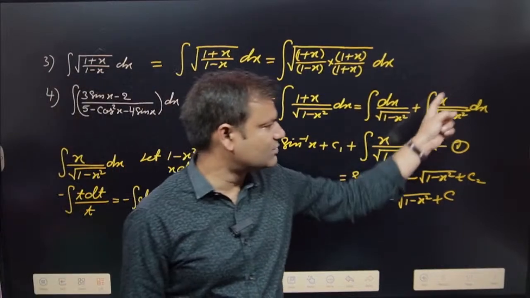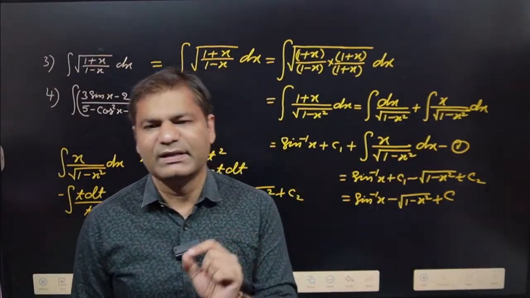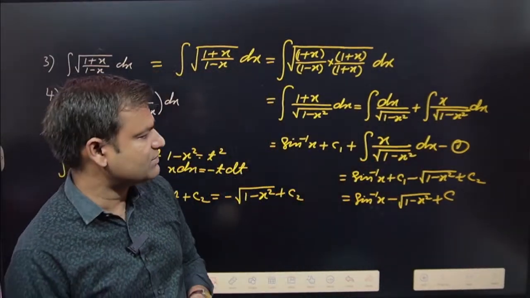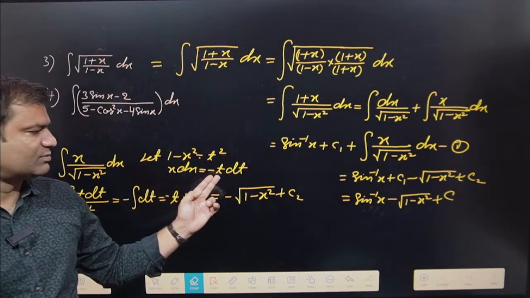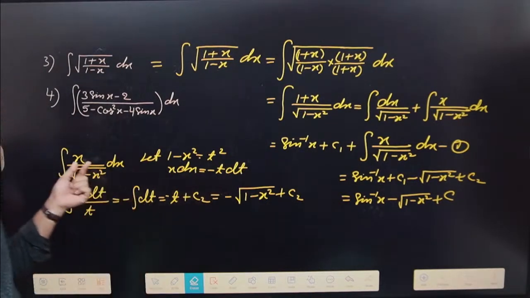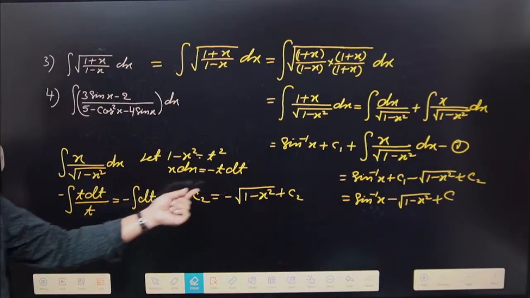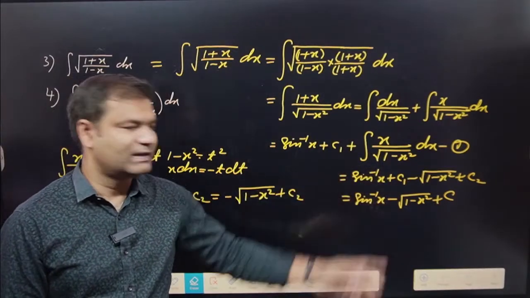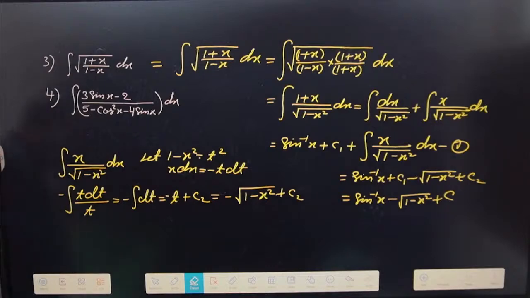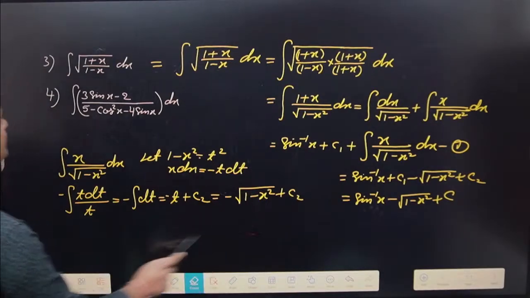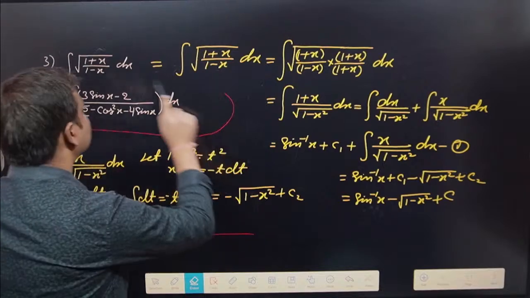And how can we solve this type of problem? Simply let 1 minus x square equal t square, then x dx is replaced by minus t dt. Okay, then solve it, put that value here and we get the final answer. I hope it is clear. Now the next problem, we focus on another problem also, question number 4.